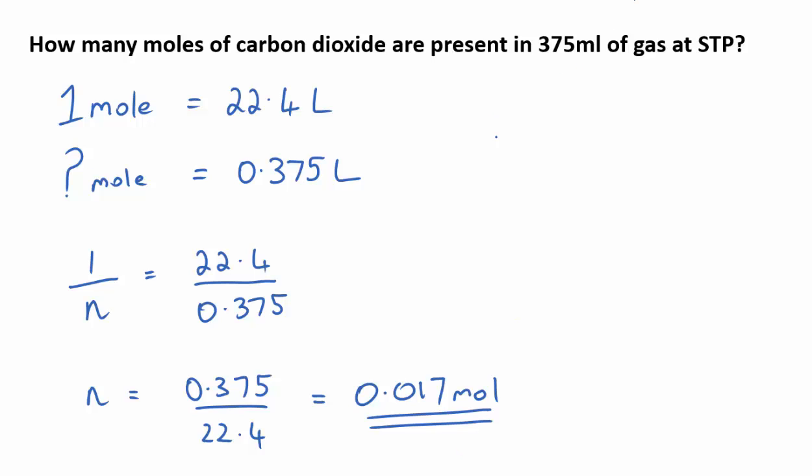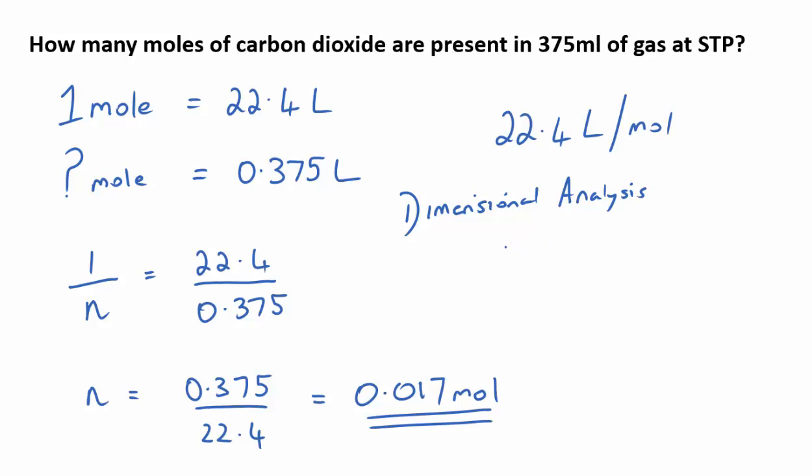Another way to look at this is with dimensional analysis. So we can write down our units, 22.4 litres per mole. Now, dimensional analysis is about working out how to do the maths in order to eliminate the units that you don't want and end up with the units that you do want. In this case, we want the units moles. So what we need to do is take our 0.375 litres, divide by our 22.4 litres per mole. The litres will cancel out, and dividing by division brings the moles up to the top, and we end up with the same answer.